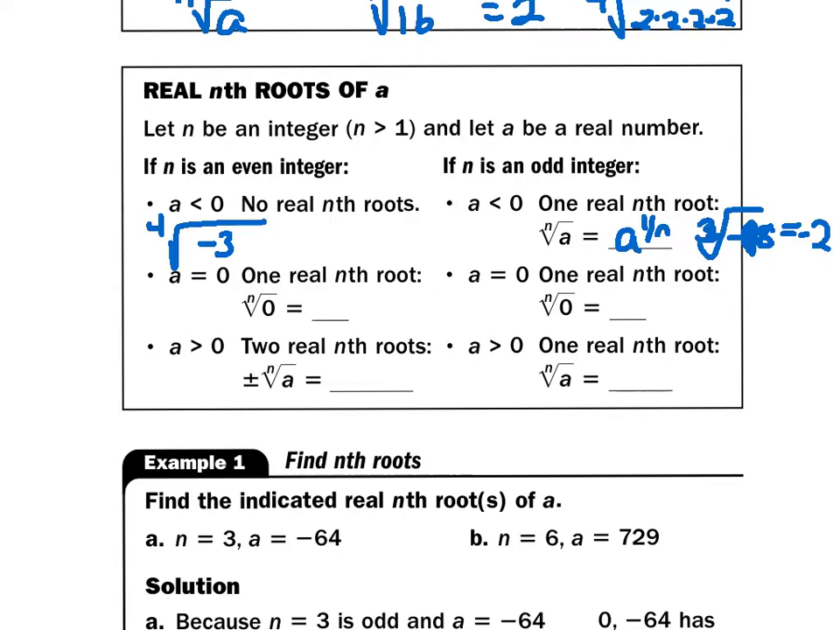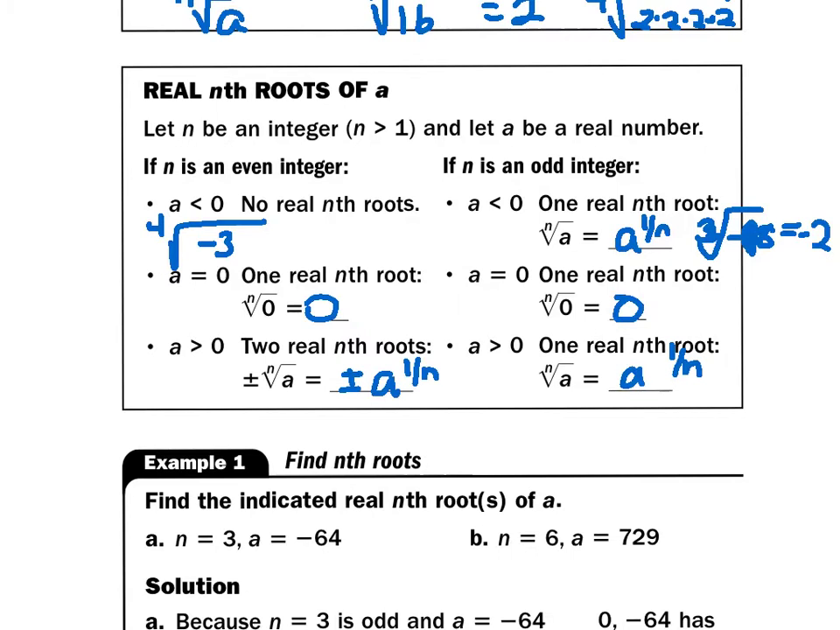Now, if a is 0, then of course the root is 0. And if it's odd, it's still 0, isn't it? So the fifth root of 0 is 0. If it's greater than 0, then we have plus and minus two real nth roots. So we can write it as plus and minus a to the 1 over n. And then for odds, it's still a to the 1 over n, but this time we don't need the minus.